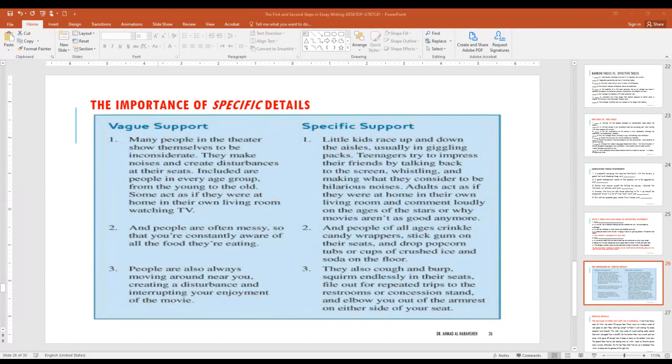If we look at the vague support here, look at this example. Many people in the theater show themselves to be inconsiderate. They make noises and create disturbance. Many people, look, many people. Who are the people? It's very vague, too broad. Many people, who are they? Men, women, young men, young women, kids. We don't know. Old people, for example. What do you mean by many people? So this is why, yeah.